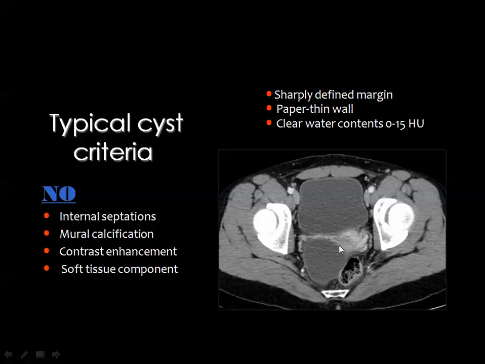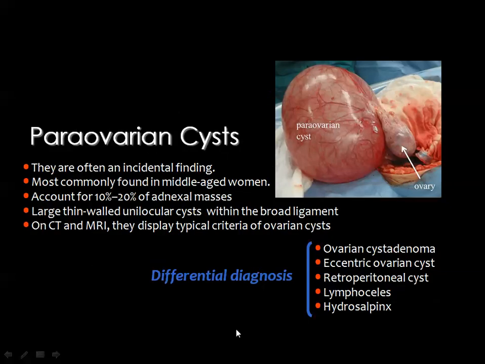And this is an example of a simple ovarian cyst showing clear water density, paper thin wall, sharp, well-defined margin, and clear water content. Whenever you are able to see the ovaries, and there is a simple cyst which is separate from the ovaries, you can call this an ovarian cyst. This is a well-known lesion in clinical practice, and it should not be mistaken for any other pathology.